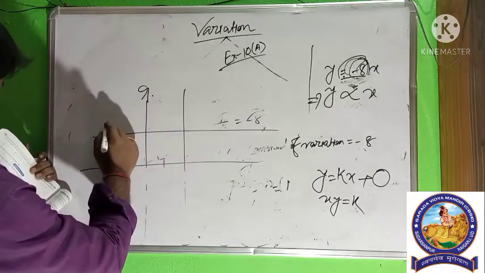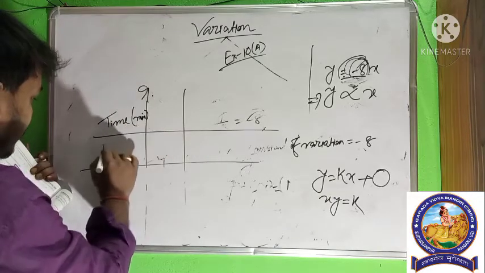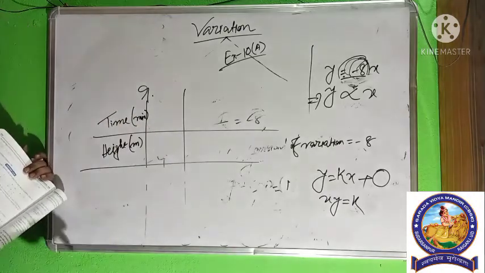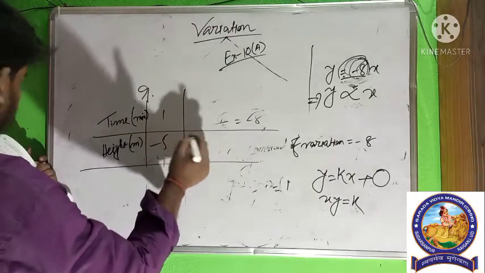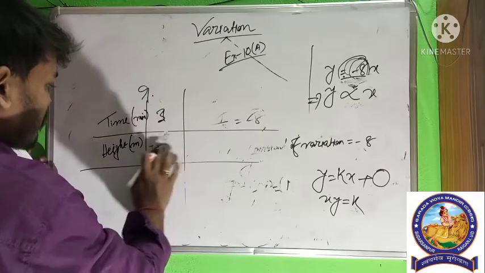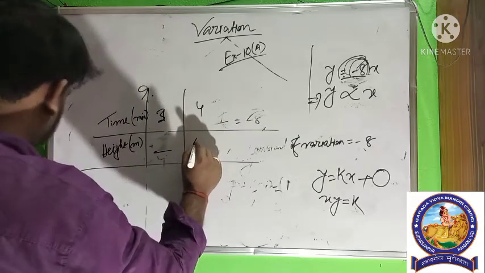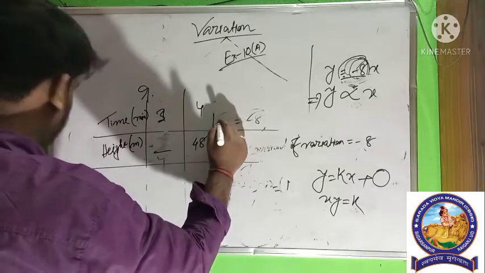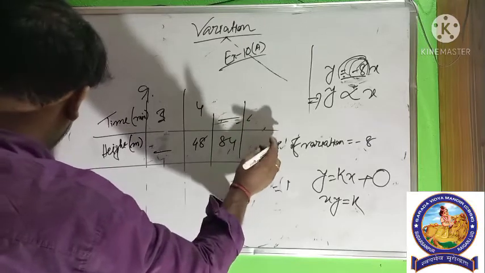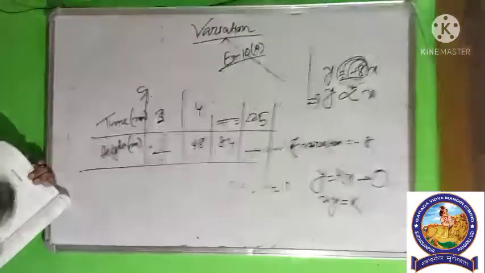So here time in minutes, here height in meters. 1, 3, 3, 4 by 48. Next dash, 84. Next 25 by blank. So we need to find the missing number.